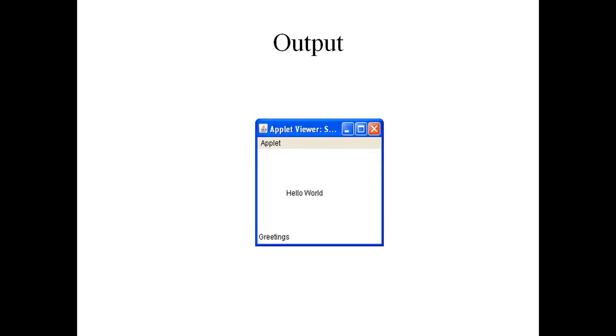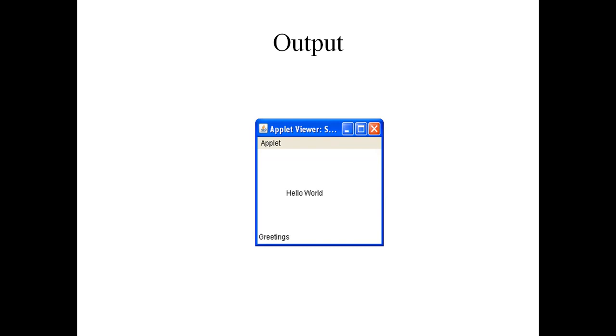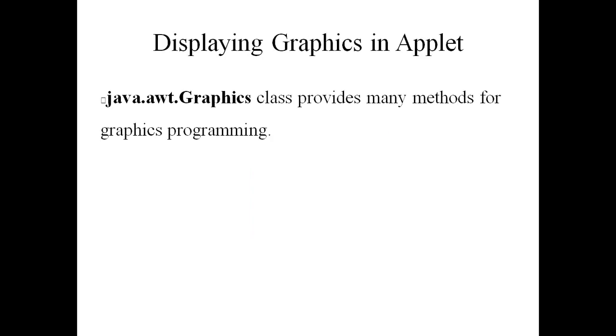This is how the output looks. The width of the applet window was 300 and the height is 200. You can see that Hello World is printed inside the body of the applet because it has been printed using the drawString method, at the specified location. Whereas Greetings is the message, the string that is displayed on the status bar, printed using the showStatus method. So this is how we display messages on an applet.